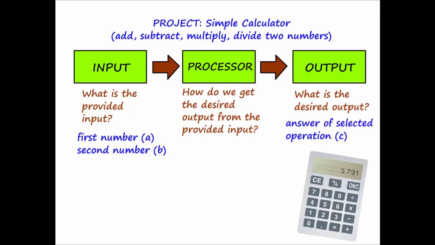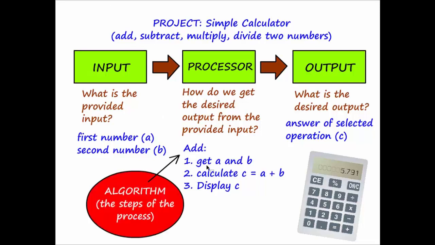And then what is the output? Well, the output is simply the answer of whatever operation they choose. Those operations are those four things of add, subtract, multiply, and divide. So if they choose to add the two numbers together, I'm going to have an algorithm that determines I have to get A and B from the user. I've got to calculate the solution of those two numbers added together. And then third, I've got to display that value back to the user. In doing a multiplication button, it's basically going to be the same thing, except rather than adding the two numbers together, I'm going to multiply the two.